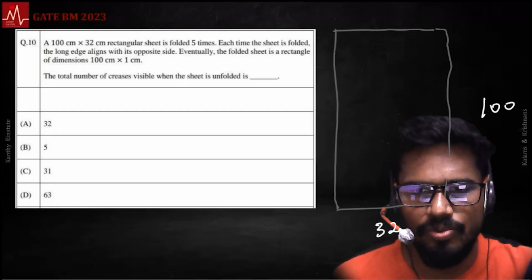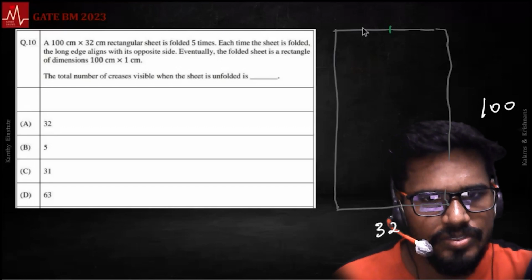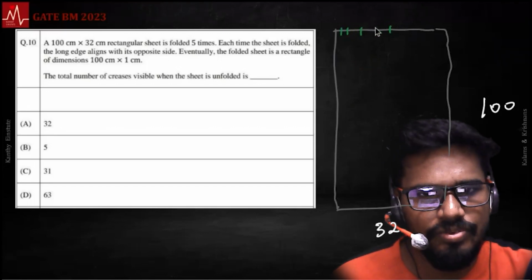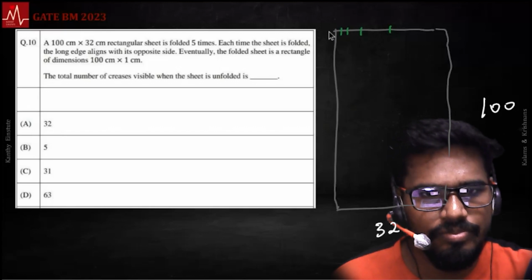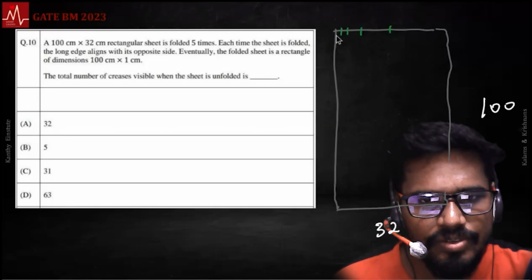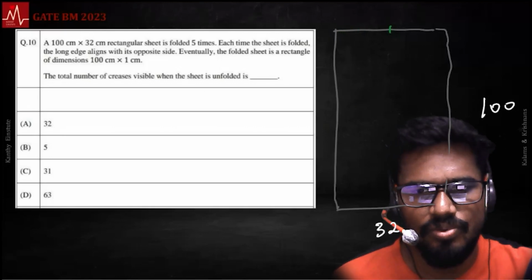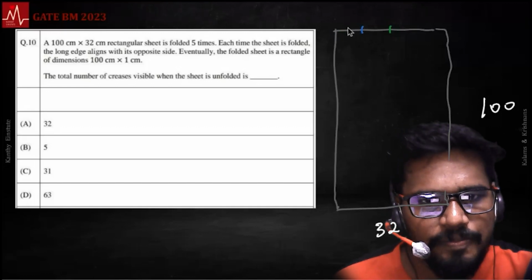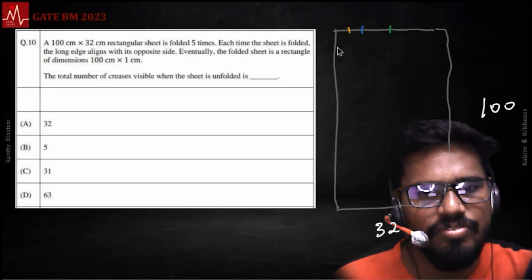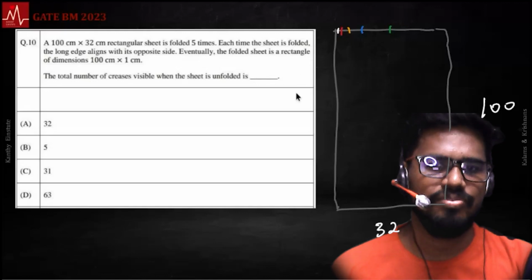Let me mark the folds. First fold, second fold, third fold. First fold, second fold, third fold, fourth fold. One more fold, is it? I have to use colors. First fold, second fold, hitting limits of resolution here. Third fold, fourth fold, fifth fold.